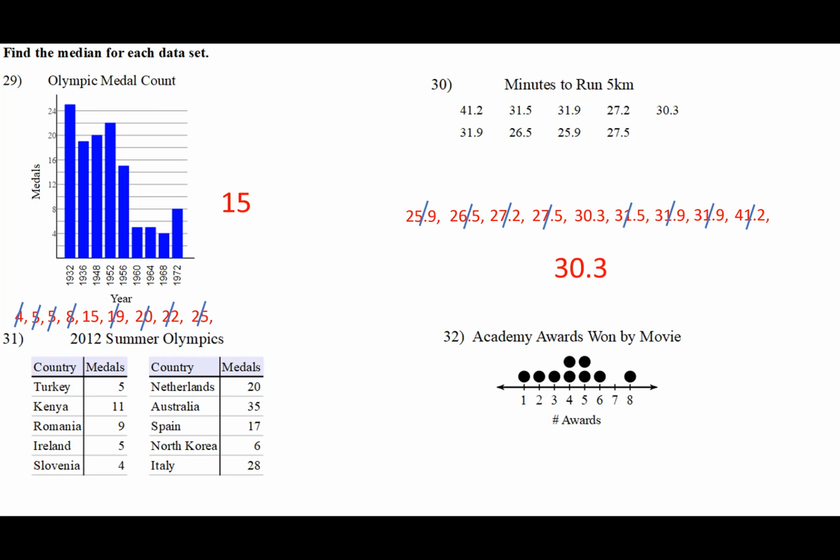Now let's take a look at number 31. I'm gonna put my numbers in order. So I have a 4, and a 5, a 5, a 6. Let's see, there's no 7 or 8. There's a 9. Then I have 11, 17, 20, 28, and 35. Again, I went from small to large. Let me cancel the smallest number and the biggest number. And again, and again, and again.